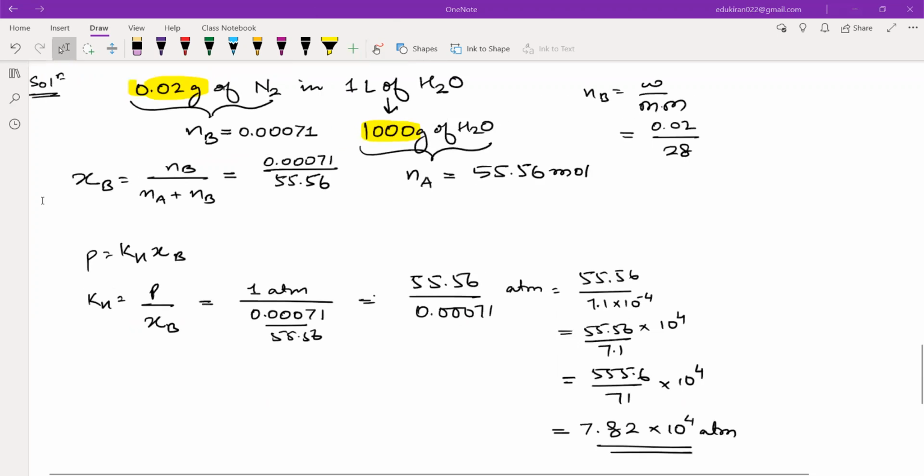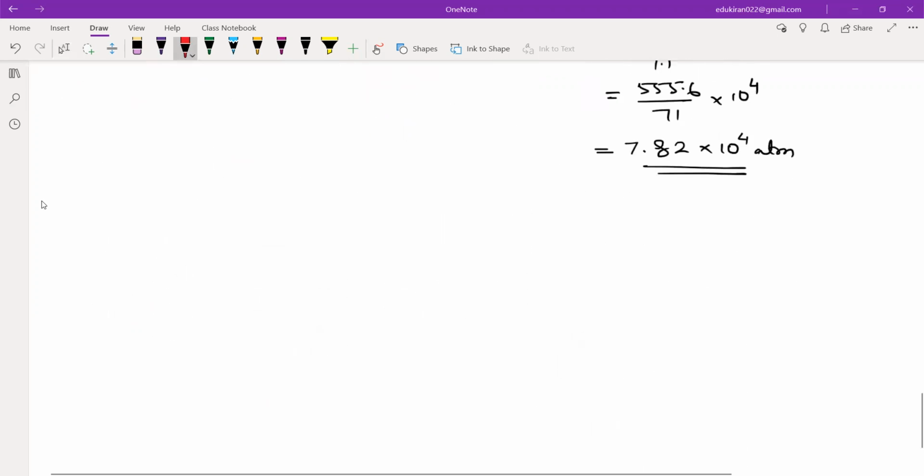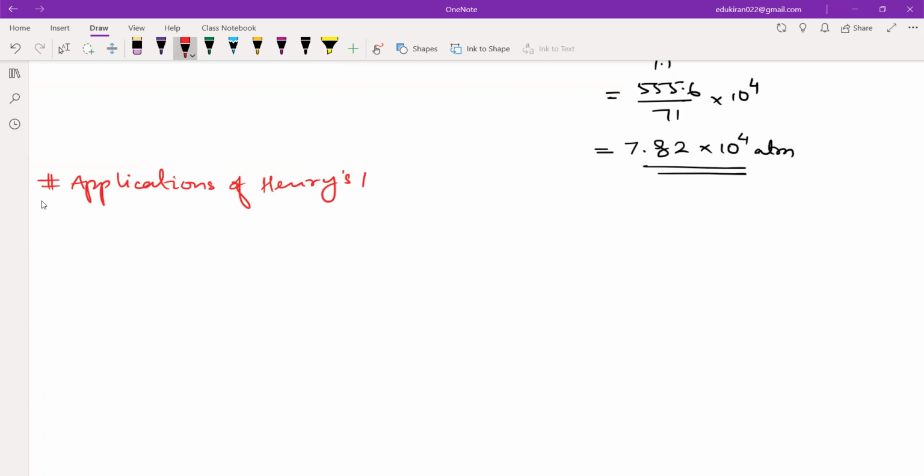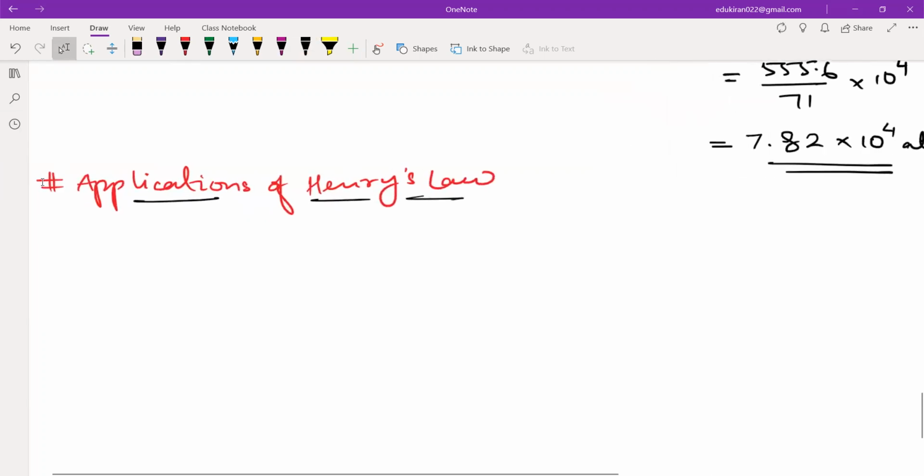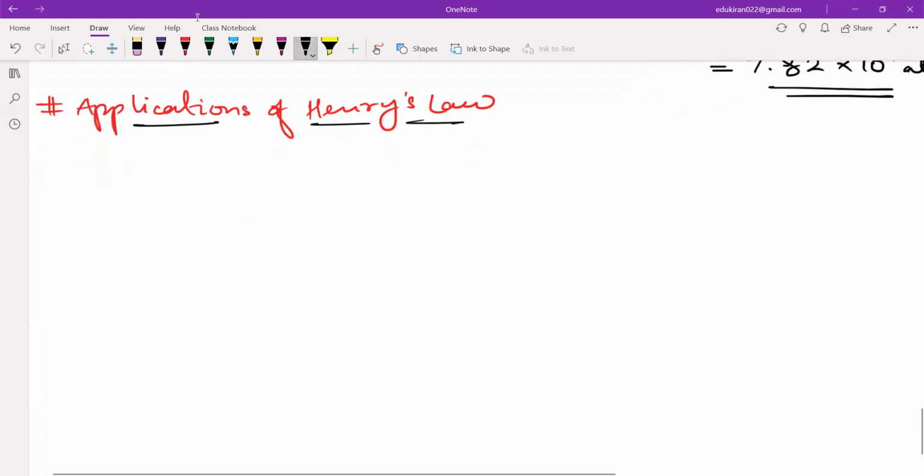Now let's write applications of Henry's law. Applications of Henry's law. So the first application is that if you see the carbonated drinks, soft drinks or soda, it has CO2 dissolved in it, right? And in order to increase the solubility, that means the amount of CO2 that can be dissolved in the solution, we seal the bottles at very high pressure. So what happens with high pressure? With high pressure, more and more CO2 gets dissolved in it, right?